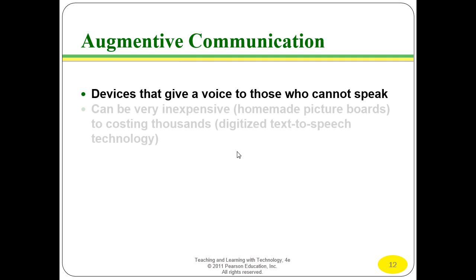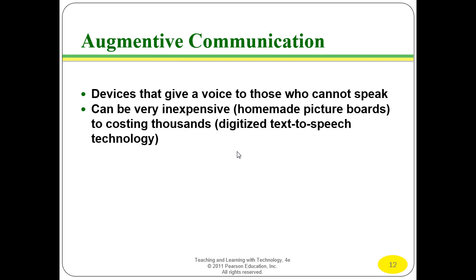Now, we have devices that give voice to those who cannot speak. If a person can't talk, there are ways to be able to communicate non-verbally, but these can be quite inexpensive.